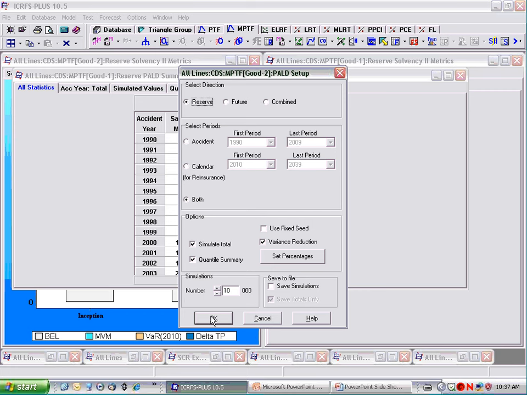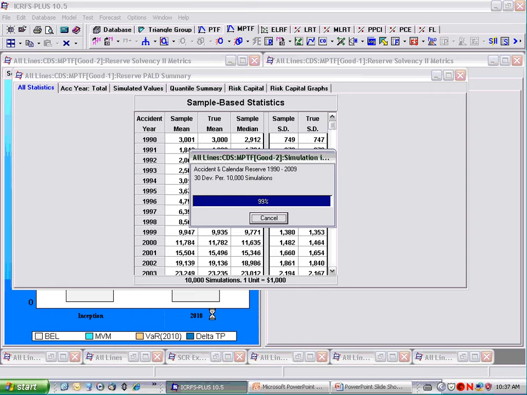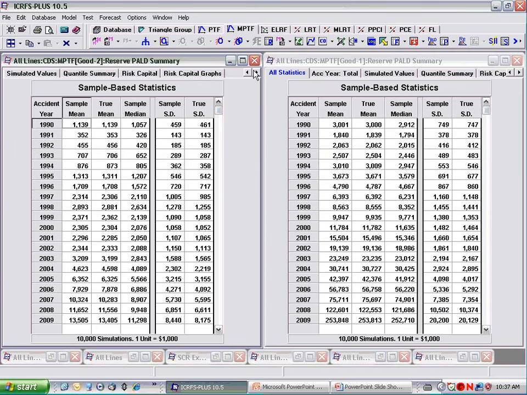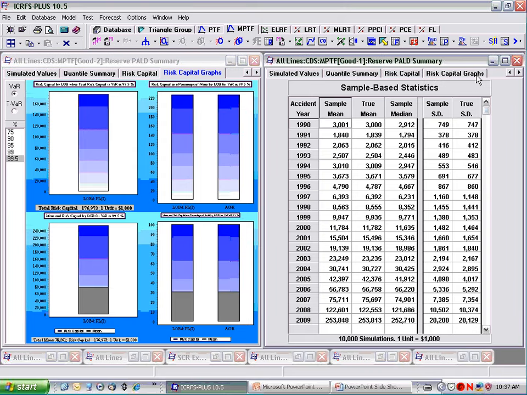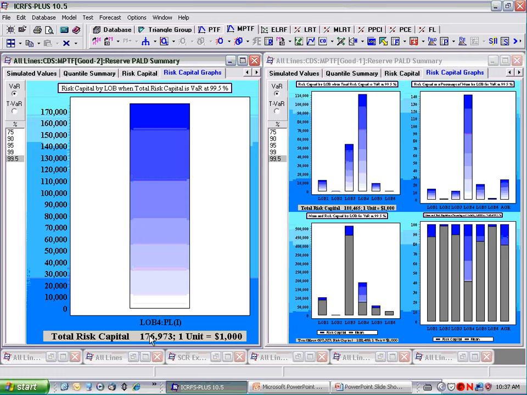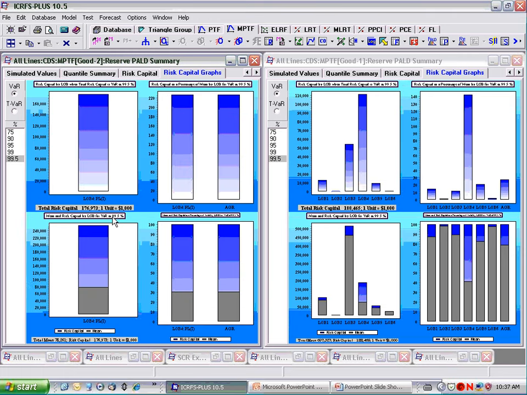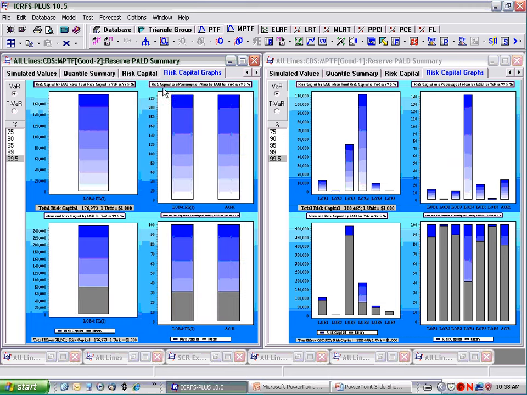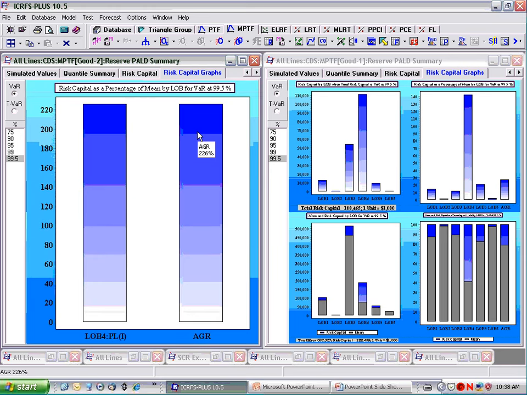So let's look at capital allocation based on VAR of the aggregate. Let's look at the 99.5 percentile. If you're looking at LOB4 on its own, at 99.5%, the VAR is 176 million. And you notice that the VAR is much larger than the mean. The mean is 78.261 million, the VAR for LOB4 is 176 million, and you can see the percentage is 226%.